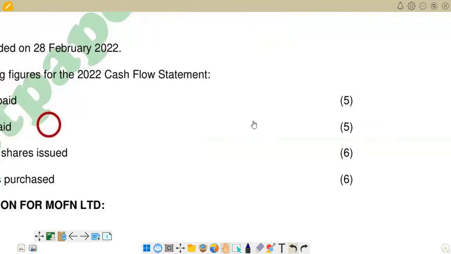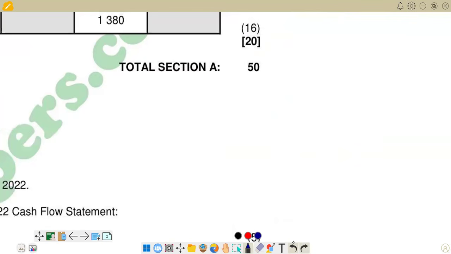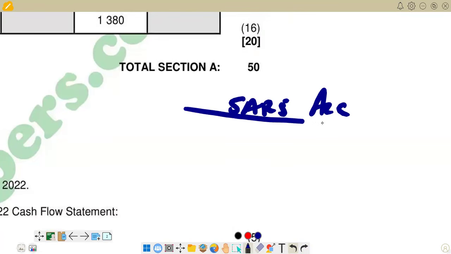So I will just give you this in the form of a T account when you're preparing the SARS account. Let's say this is our SARS account. We're supposed to open a SARS account. In this SARS account, remember, we might have an amount payable to SARS or an amount payable by SARS. Depending on the balance at the beginning of the year, we might have a balance under current assets or under current liabilities, and also at the end of the year, we may have either current assets or current liabilities.